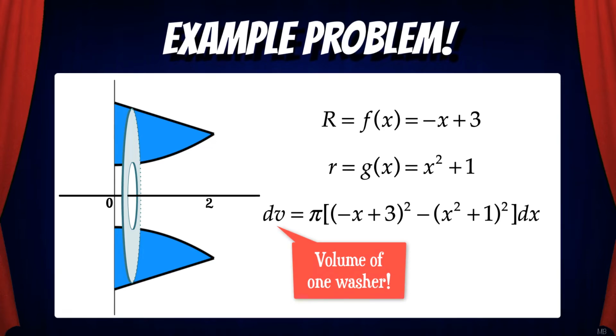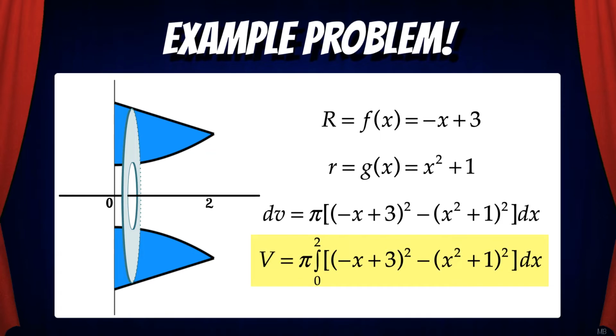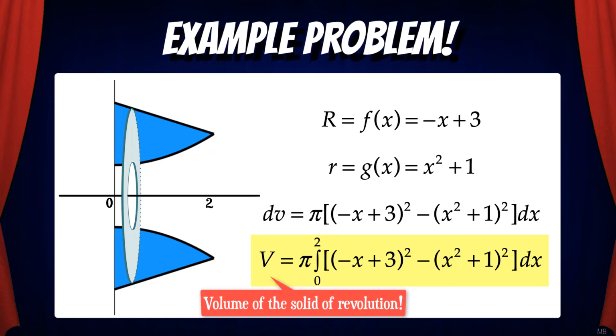Then we can find the volume of one washer, which is dV. And dV equals pi times the quantity of negative x plus 3 squared minus x squared plus 1 squared, all times dx. Then to find the volume of revolution, we just need to find the sum of the volumes of an infinite number of washers on the interval 0, 2. And the integral lets us do this. So this means we have pi times the integral from 0 to 2 of negative x plus 3 squared minus x squared plus 1 squared, all times dx. This integral represents the volume of the solid of revolution of the region between negative x plus 3 and x squared plus 1 rotated around the x-axis on the interval 0, 2.